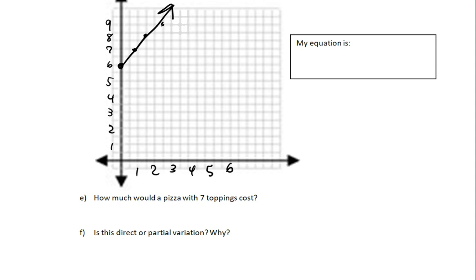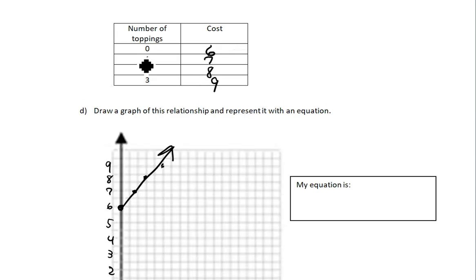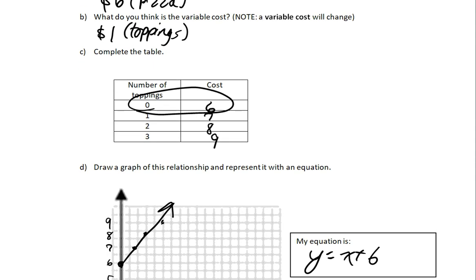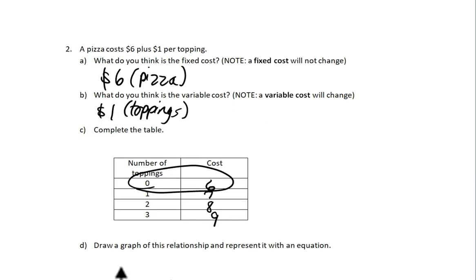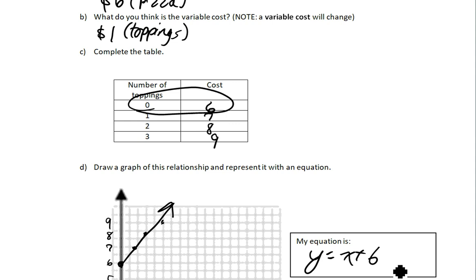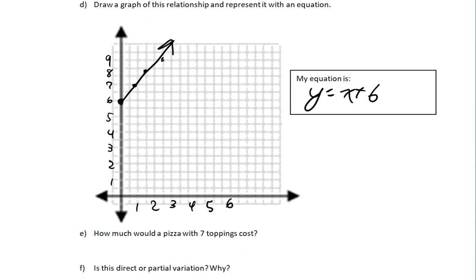In this case, if we look at our equation, we're going up by 1 every time, but our value of y when x is 0 is 6. Or we look, our y-intercept is 6. So we're going to get 1x, or x, plus 6. Notice that our variable cost, 1, went with the x, and our fixed cost is $6 for the pizza. Notice that that one came after in the equation. So now we can use our equation. What if we ordered a pizza with 7 toppings? That would cost us $13.